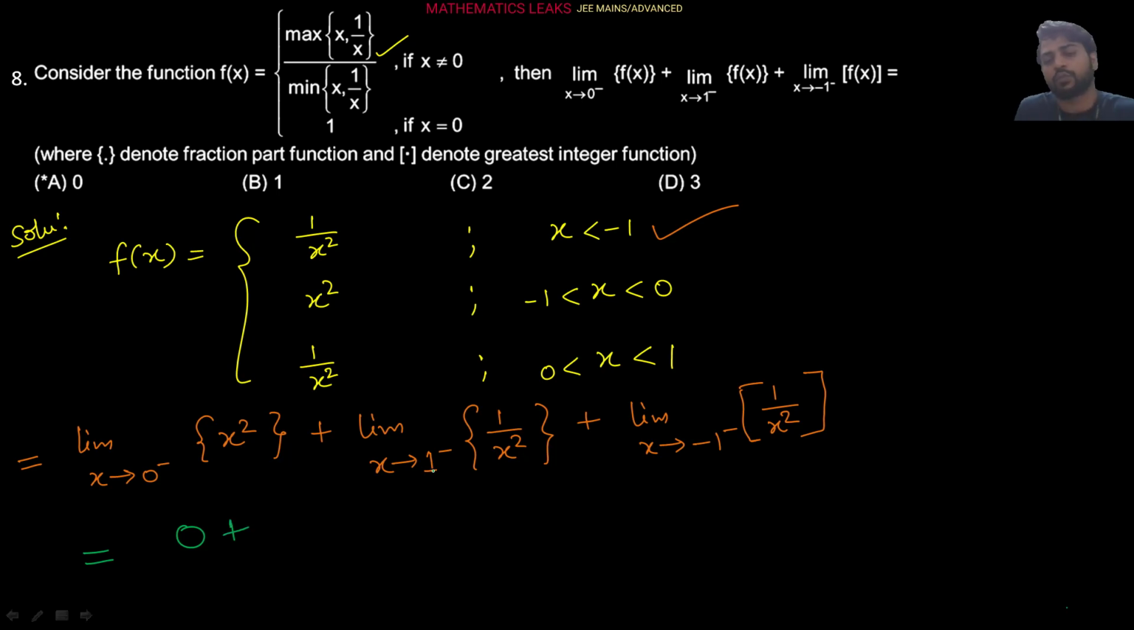1 upon x square when x is approaching towards 1 from left side. So just observe here, 1 from left side, 1 by x square. x approaches towards 1 from left side. Left side means from this side. So that value will be 0.999999, very close towards 1, but not 1. Negligibly smaller than 1. Correct?